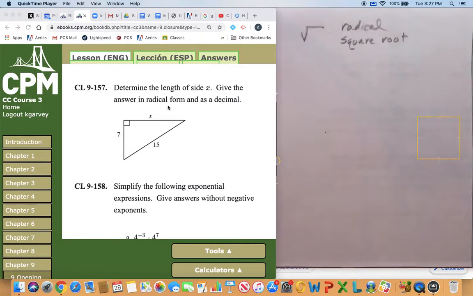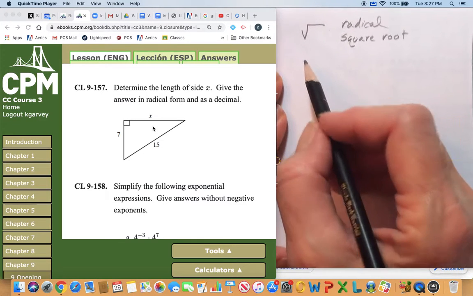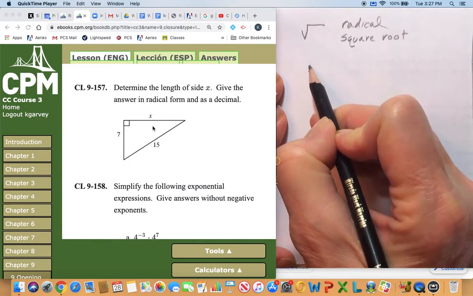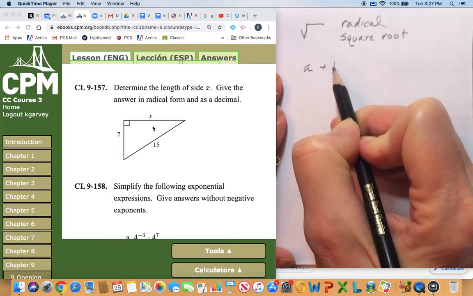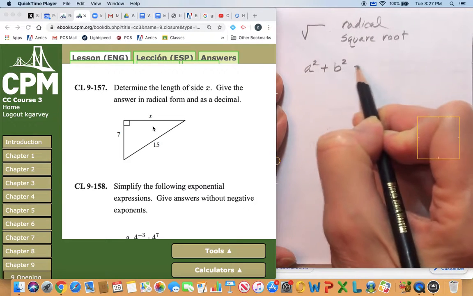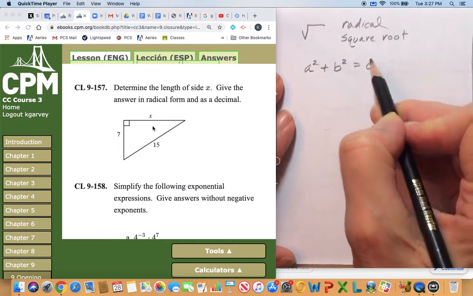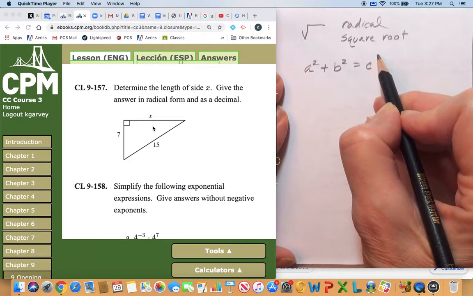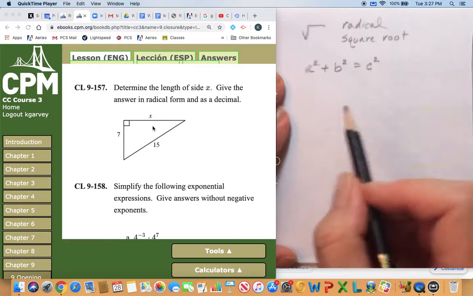All right, so when we look at this triangle, we recognize that it is a right triangle because it has a right angle. And we recognize that we can use the Pythagorean theorem to find a missing side. So let's just rewrite the Pythagorean theorem right here. We know that the two short sides, a plus b, if you take those two sides and square them and add them together, they are equal to the third side, the longest side, or we call that the hypotenuse, squared.